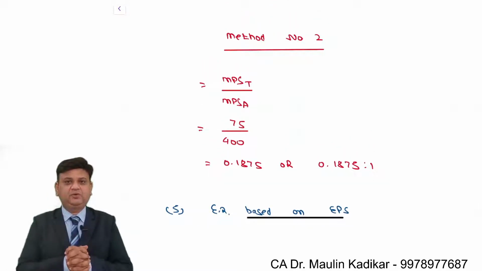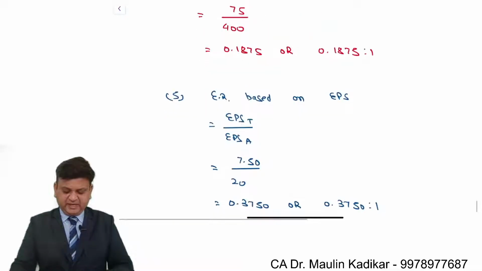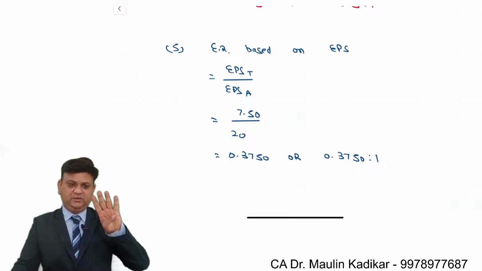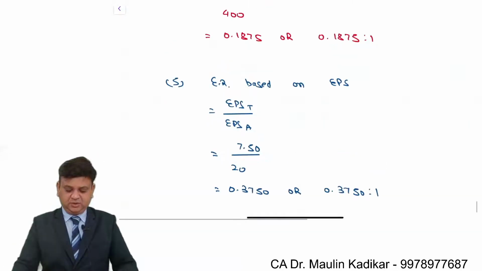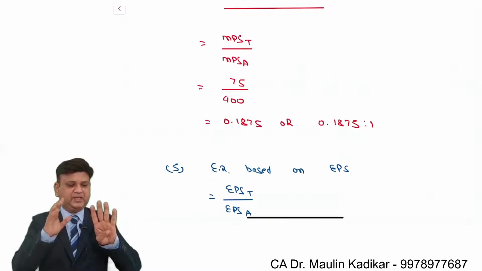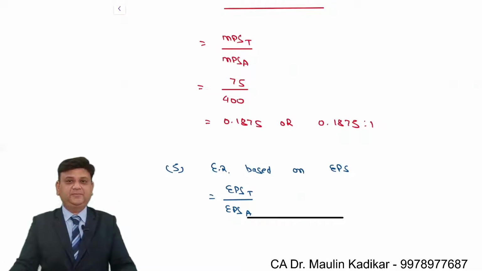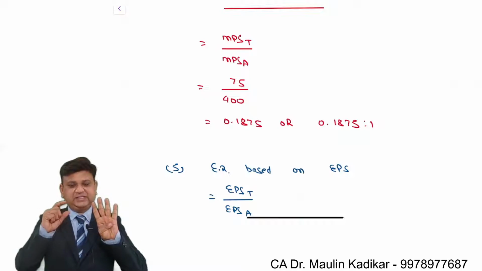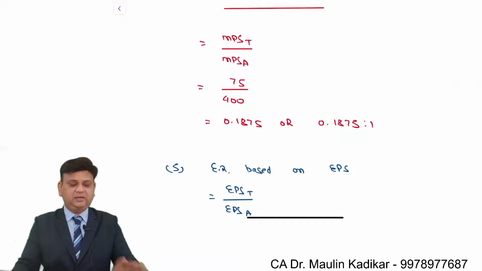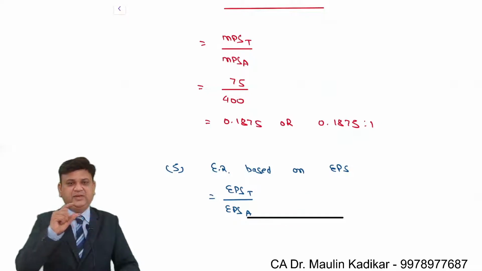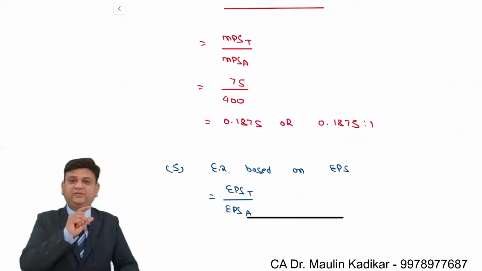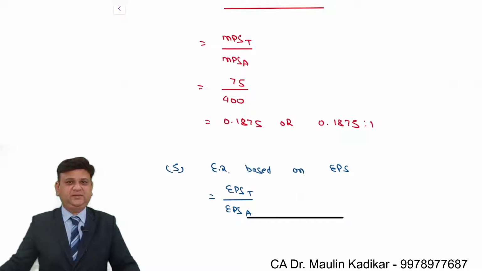One more explanation that I want to give for method number 2 that we have done. The market price of A Limited before merger is 400 and for T Limited it is 75. So we understand logically that 0.1875 of A is equal to 1 share of T. I repeat that: 400 rupees is the price of A and 75 rupees is the price of T. Then we understand that 75 divided by 400, it means 0.1875 is equal to 1 share of the target company. This is what we understand.